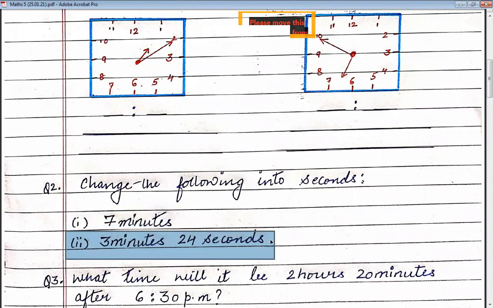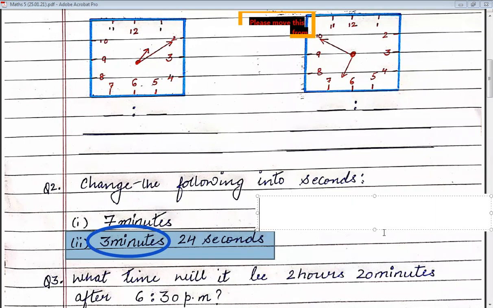Now children, read the question one more time. 3 minutes 24 seconds. Here you have to convert your minutes into seconds. So children, here you have to convert this minutes into seconds, and whatever answer you will get, you will add 24. Let's try this question here. Now children, first convert 3 minutes into seconds. So it means you have to multiply 3 with 60.